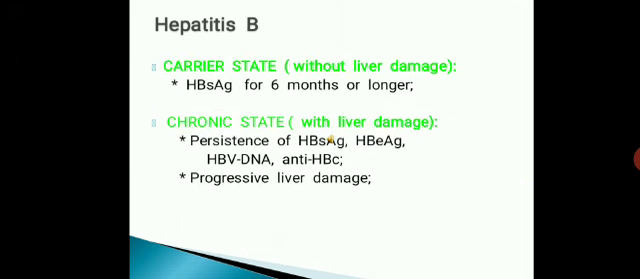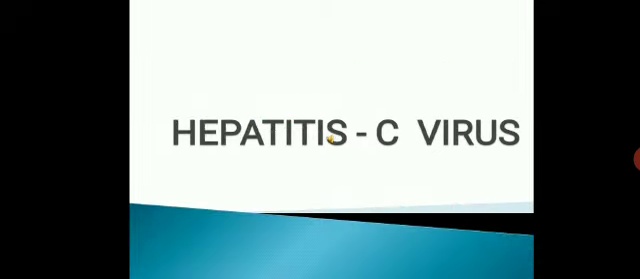Hepatitis B virus can have a carrier state when the surface antigen is present for more than 6 months. It can be in a chronic stage with liver damage, where there can be persistence of the surface antigen, the core antigen, and the presence of the DNA and its antibodies. It causes progressive liver disease. Now that was all about hepatitis B virus.